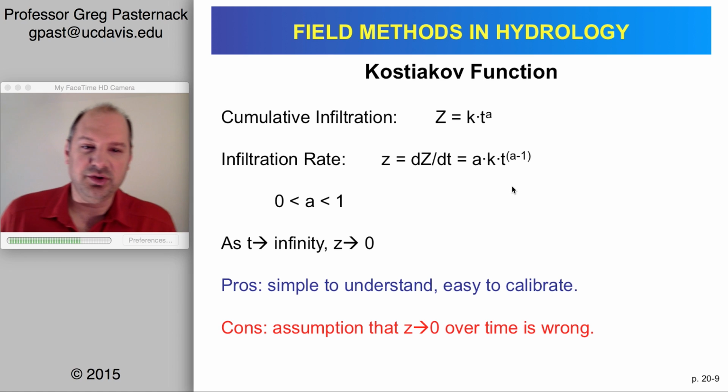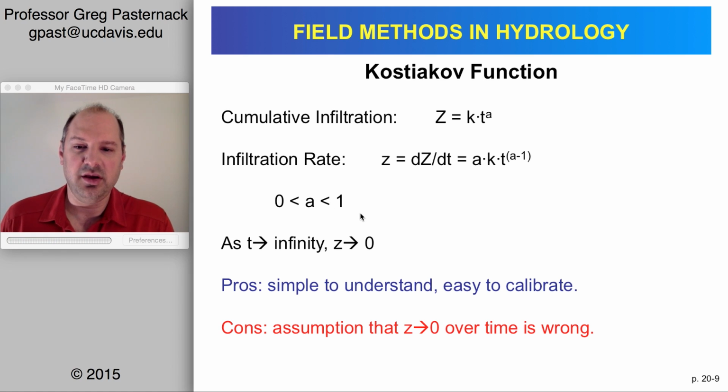Some of the basic rules here: a has to be between 0 and 1. And as time goes into infinity, the shape of this function means that infiltration is going to go to 0. So the main advantage of this approach is it's very easy to understand and easy to calibrate. The main disadvantage is that we know the infiltration doesn't go to 0.